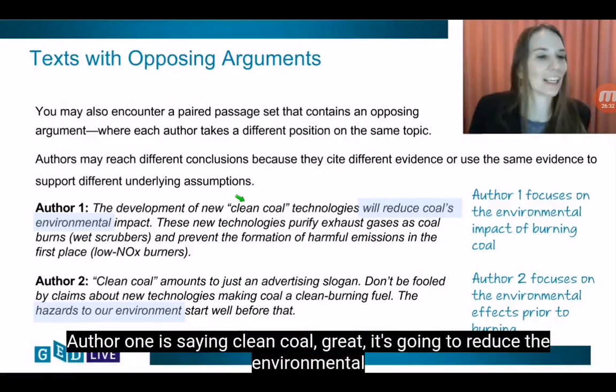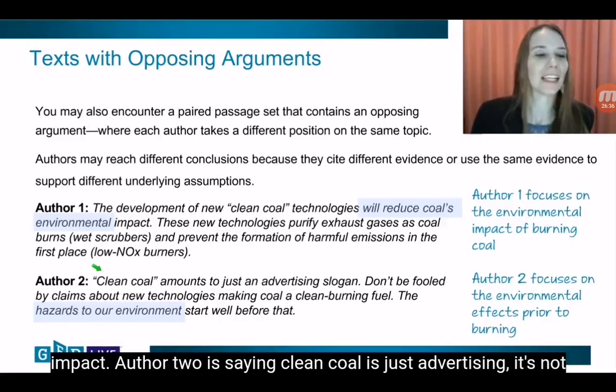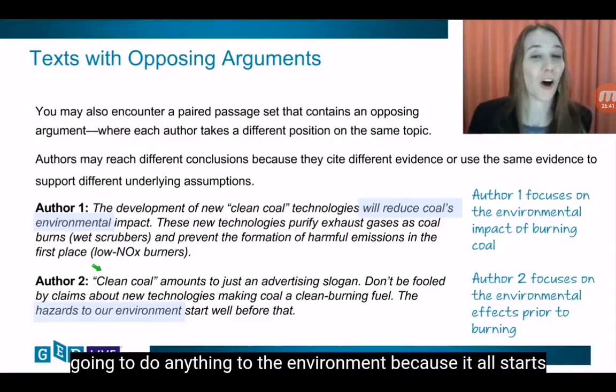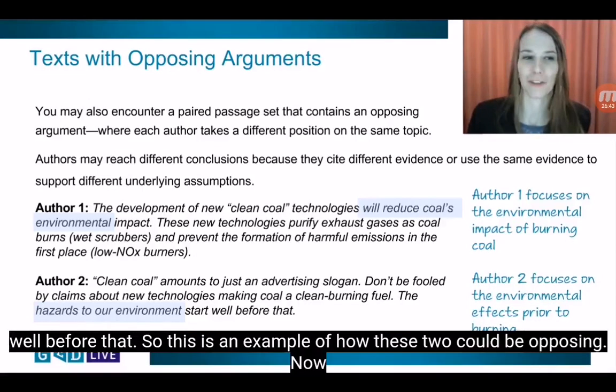Author one saying clean coal, great, is going to reduce the environmental impact. Author two saying clean coal is just advertising. It's not going to do anything to the environment because it all starts well before that. So this is an example of how these two could be opposing.